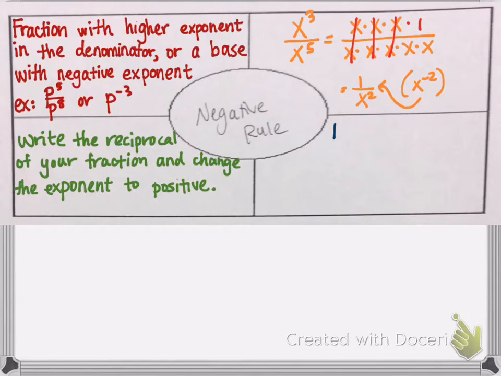Okay, so an example might be 1 over y to the negative 2 power. I write the reciprocal, meaning I flip this from the bottom to the top, and then I change that negative 2 to a positive 2 to be y squared.